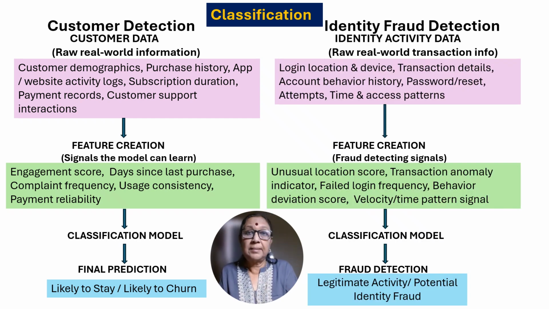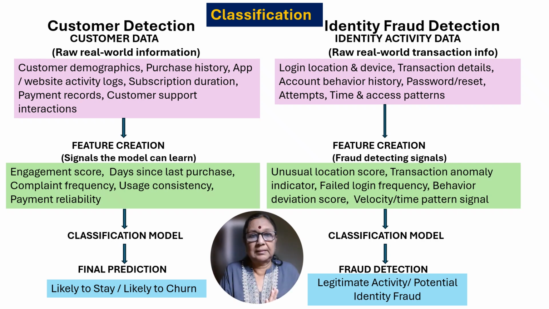Okay. Another example is identity fraud detection. Here you have real world transaction data, raw data like login location, transaction details, account behavior history, password reset attempts, time and access patterns, and the features are created out of this: unusual location score, transaction anomaly indicator, failed login frequency, behavior deviation score, velocity and time pattern signal. The features are decided by you, and the input data you need to take are decided by you.